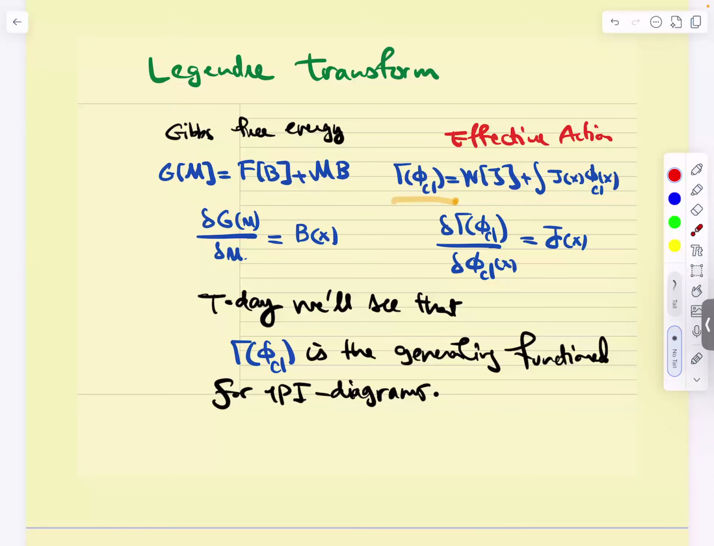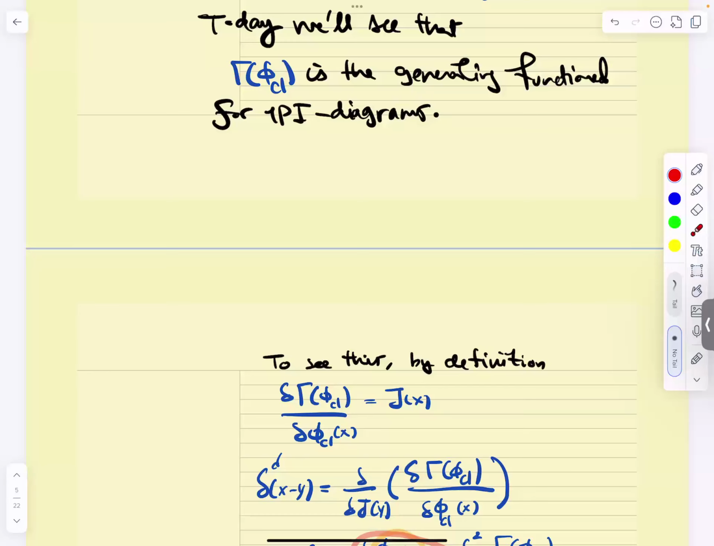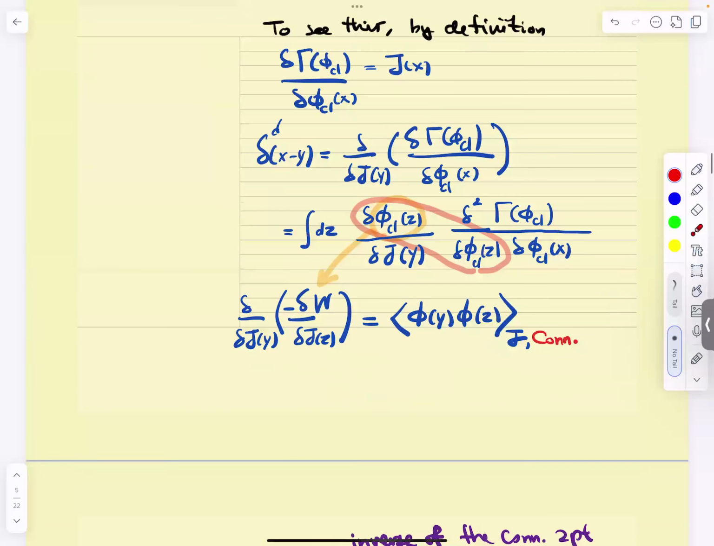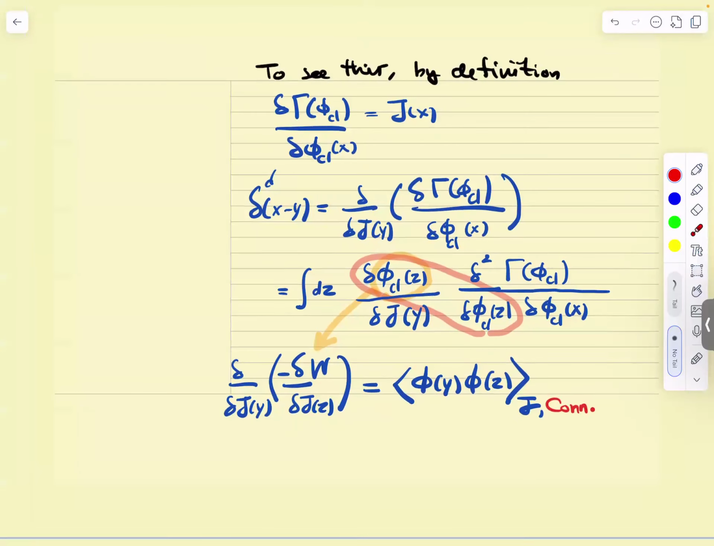So the 1PI generating functional, the generating functional for 1PI diagrams, is going to be phi classical. So here's the derivation. We're gonna do that today, and another thing, but then we're gonna switch gears and talk about something else. All right. So this is the equation we're starting with. We're starting with this, right?